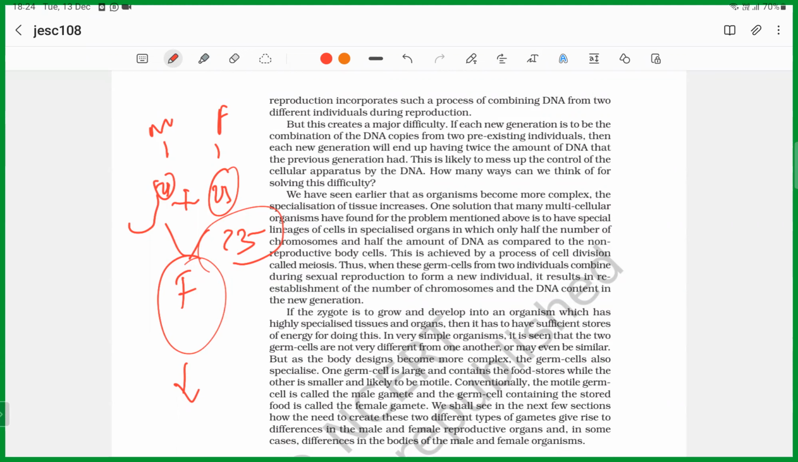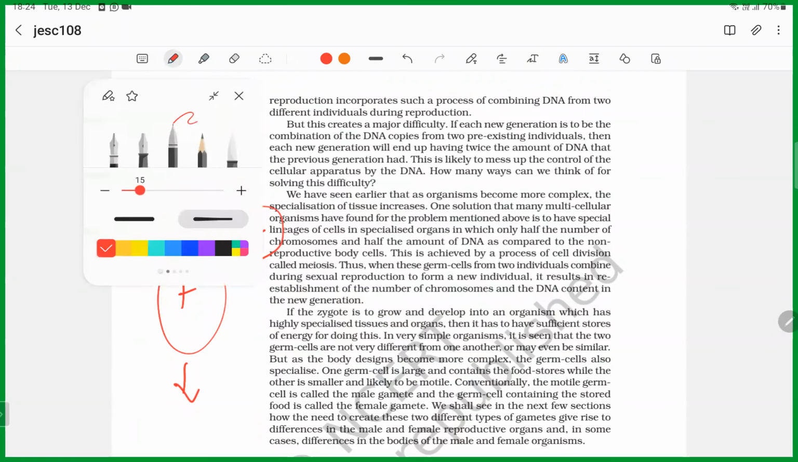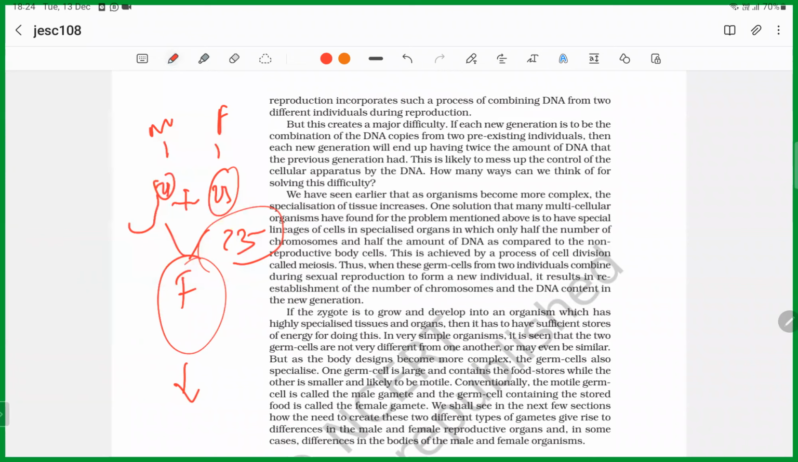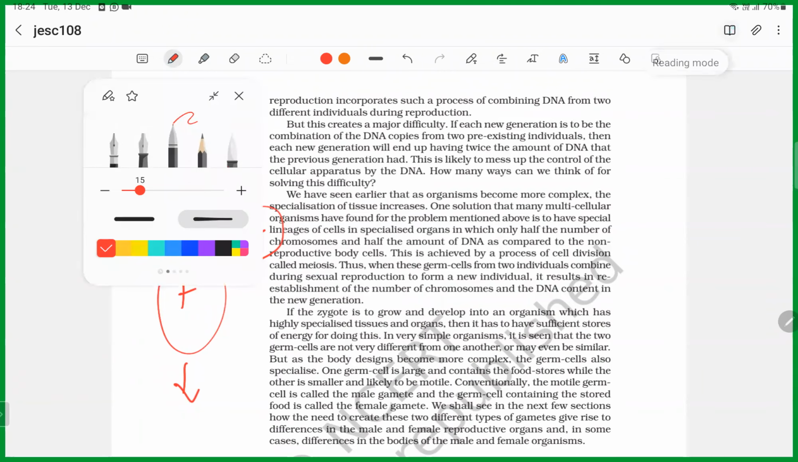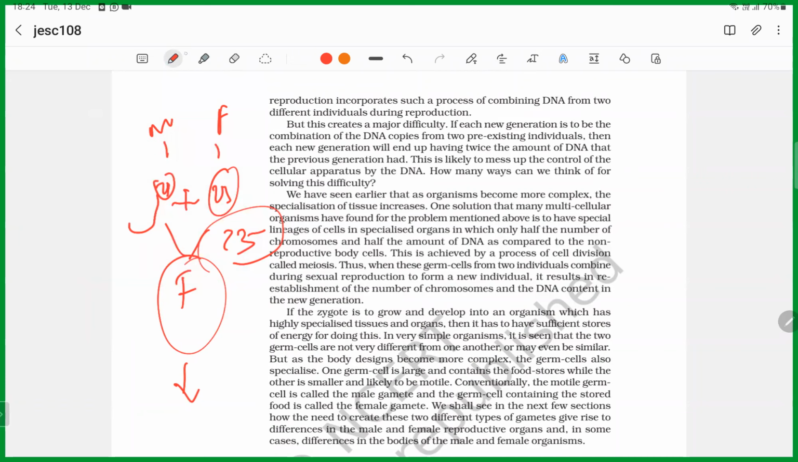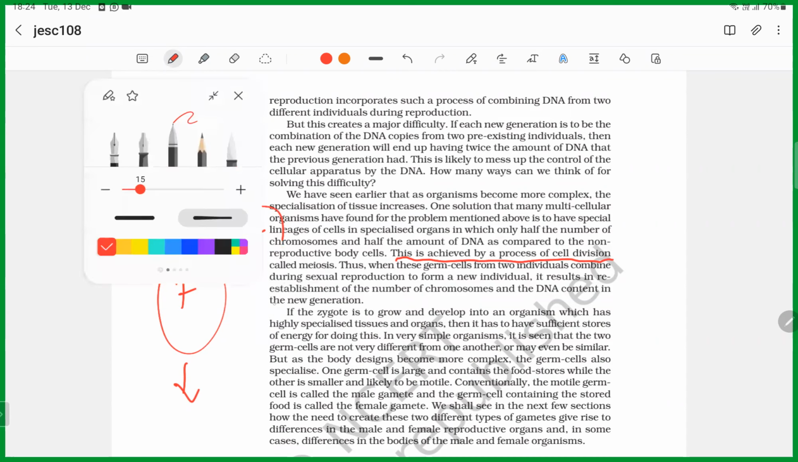So every organism, underline this very important point, every organism produces gametes by the process of what? Meiosis.